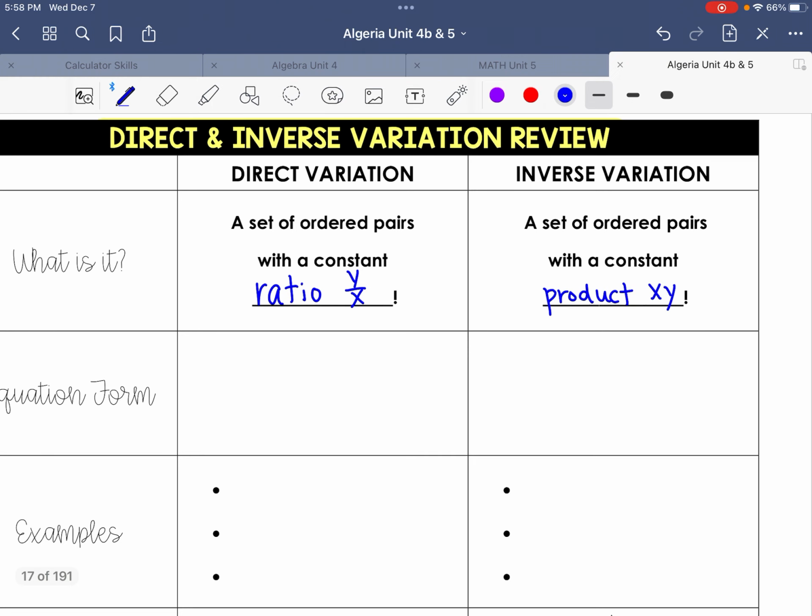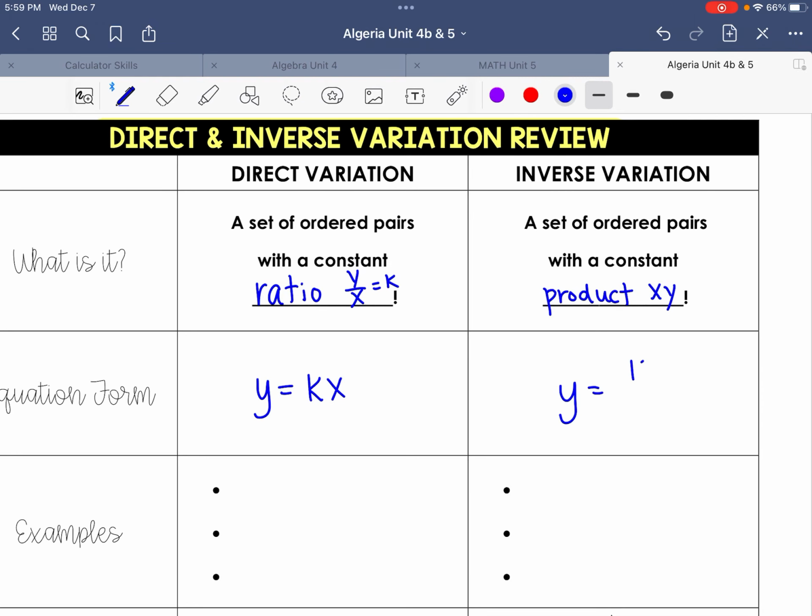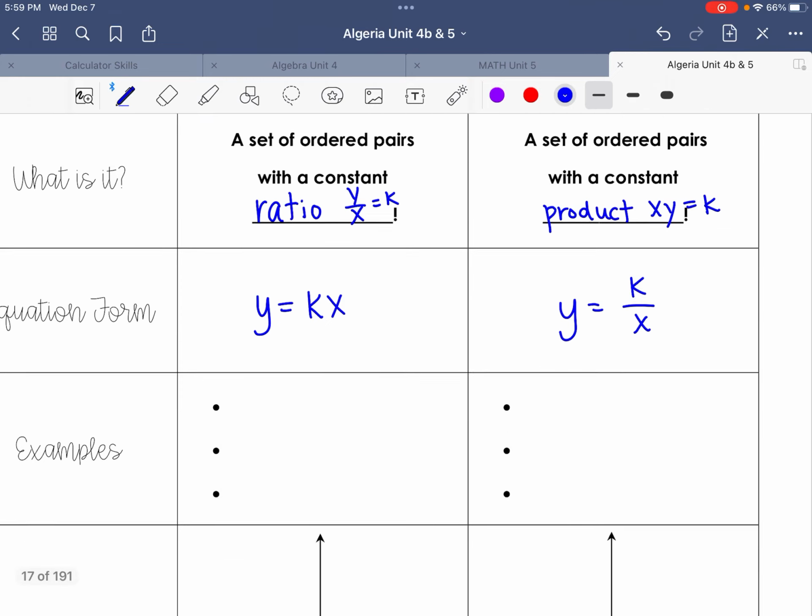In equation form, direct variation looks like this: y equals kx, and k is y divided by x. In inverse variation, the equation would always look like this: y equals k divided by x, and that'll be the opposite. x times y will give you the k value. So that's totally the opposite.